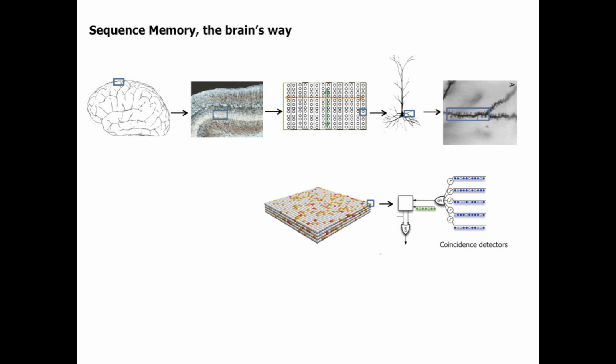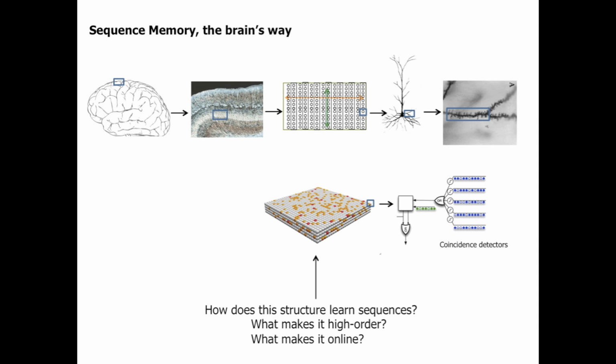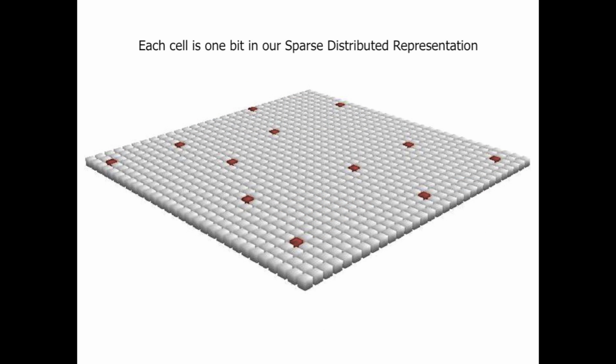And the question we want to ask now is, how does this structure learn sequences? What makes it high order, and what makes it online? So let's go into how it learns the sequences. We're going to take our 2,000 bits and array them like we showed the cells before, but this is really just our 2,000-bit array. Here we're showing in red the cells that are active. So 2% of the cells are active, and obviously this is not all 2,000 cells. This is just a subset, but it helps for illustration. This is a representation of our sparse distributed representation.